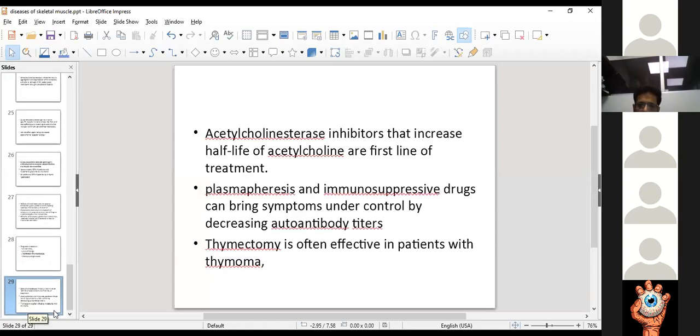Now, acetylcholinesterase inhibitors that increase the half-life of acetylcholine are the first line of treatment. Plasmapheresis and immunosuppressive drugs can bring symptoms under control by decreasing the antibody titers. And as I told you, those cases that are associated with thymic hyperplasia or thymoma often respond well when you remove the overactive thymus, because that is the source of the production of the abnormal antibodies.